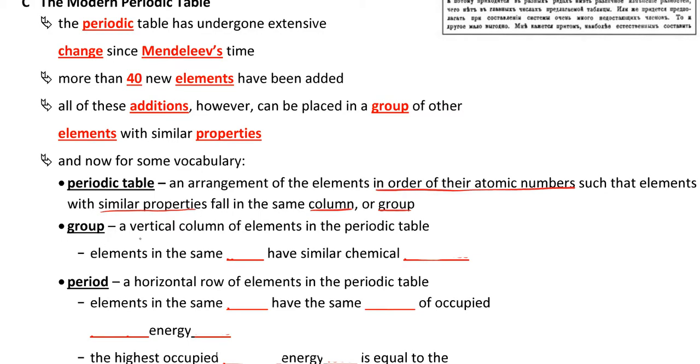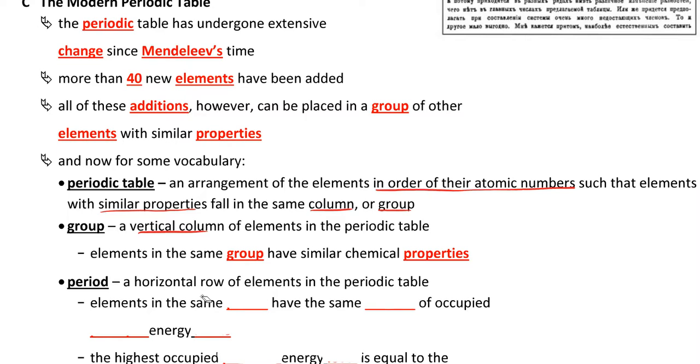We've already learned these. Groups are the vertical columns of elements in the periodic table, and elements in the same group, and it is important that you remember this, will have similar chemical properties and actually similar physical properties as well. And then we have periods. So the periodic table is arranged into rows and columns. The columns are the groups and the rows are the periods.